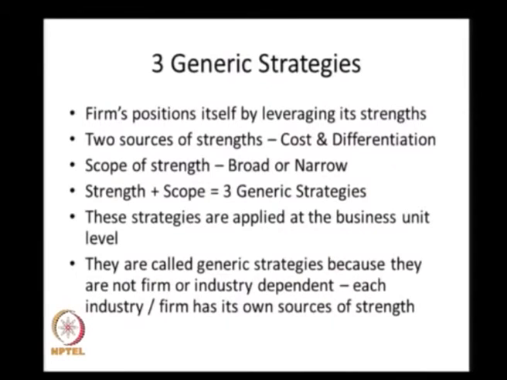And these 2 sources of strength can extend over a narrow scope or a broad scope. So, it is the strength plus scope that gives these 3 generic strategies, which can be applied at each of the business unit level. And these are generic because it is not specific to a particular industry or a particular firm or a particular business unit. You can have a corporation where each business unit can have any one of these 3 generic strategies.